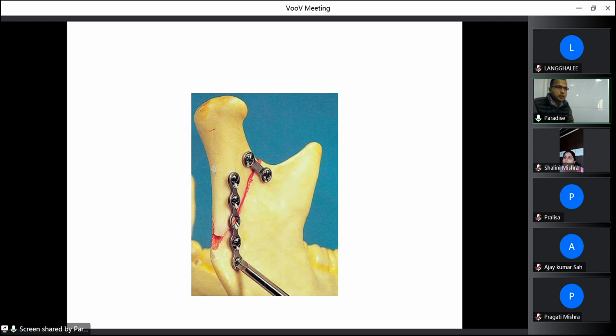In case of condylar region, you don't have to worry about the bone buttress because the occlusal force or masticatory force is very less in this area. Okay.